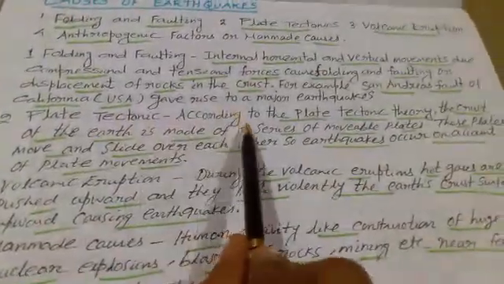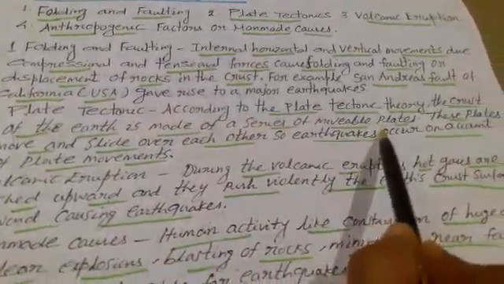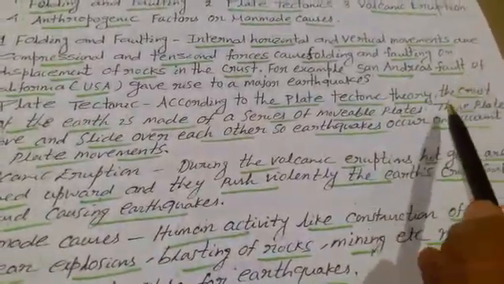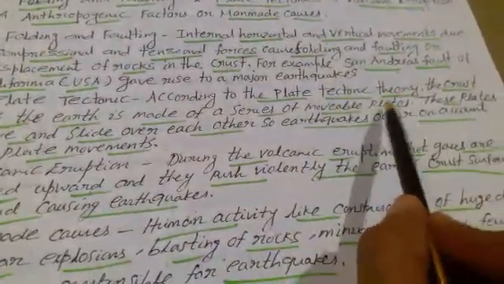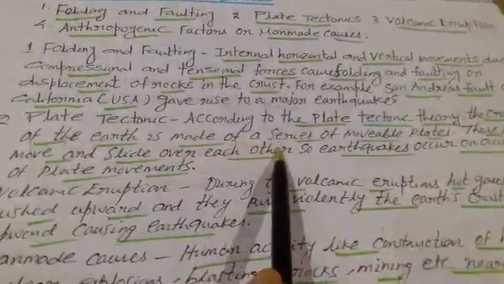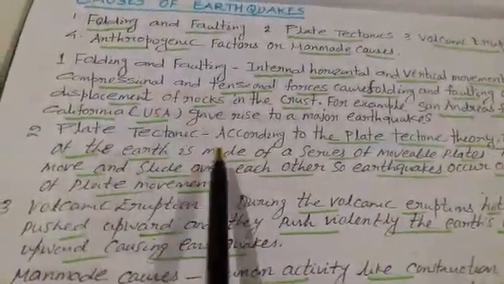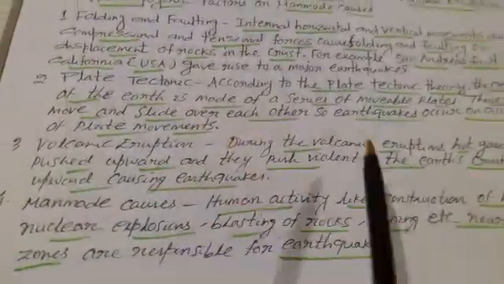Next one, plate tectonics. According to the plate tectonic theory, the crust of the earth is made of a series of movable plates. You know, there are 7 continental plates and 5 oceanic plates. These plates move and slide over each other, so earthquakes occur on account of plate movement. Plate movements are responsible for the causes of earthquake.